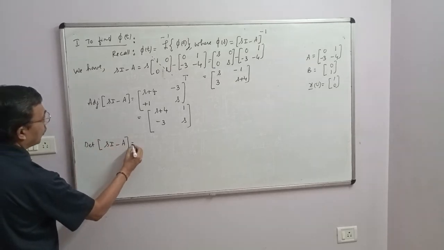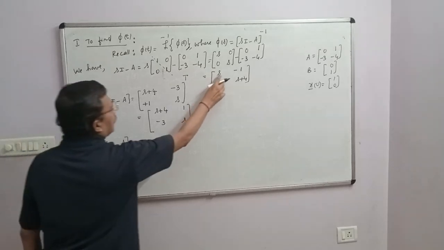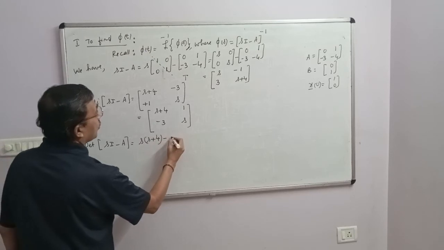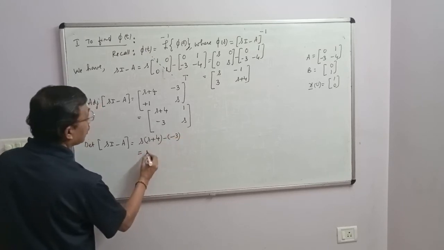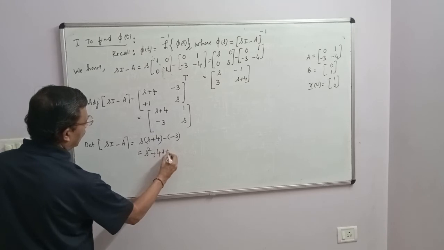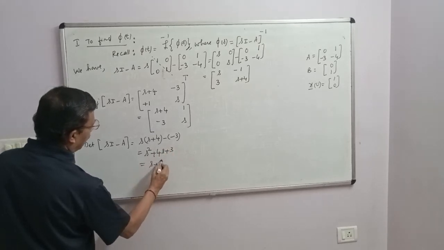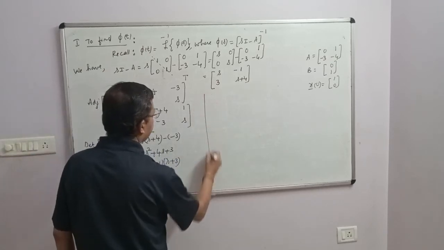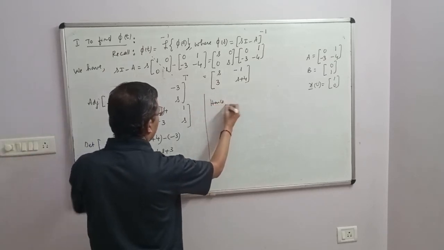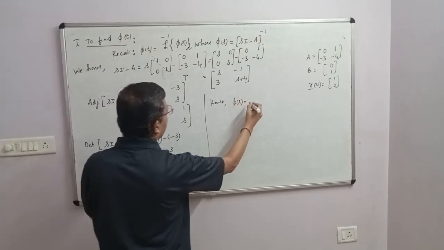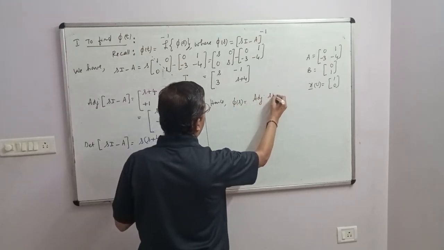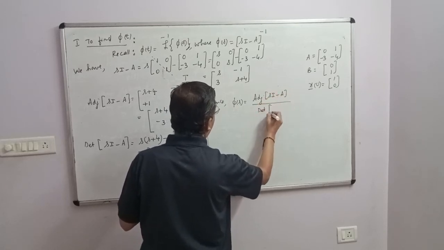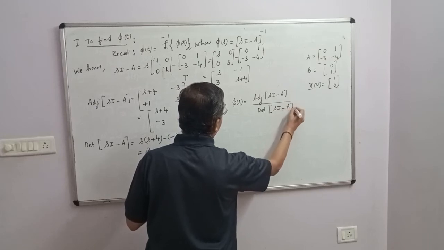Determinant of sI minus A is equal to determinant, this into this, s into s plus 4 minus of minus 3. So this is nothing but s square plus 4s plus 3. This is nothing but s plus 1 into s plus 3. Hence, phi of s is equal to adjoint of sI minus A divided by determinant of sI minus A.